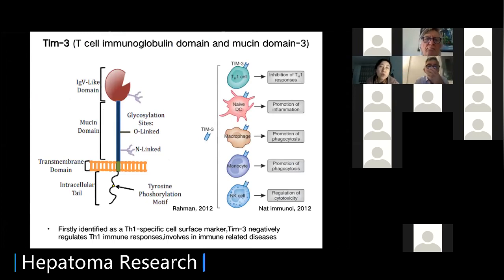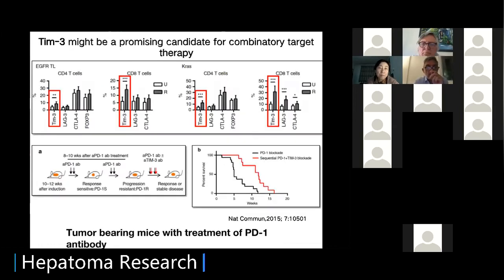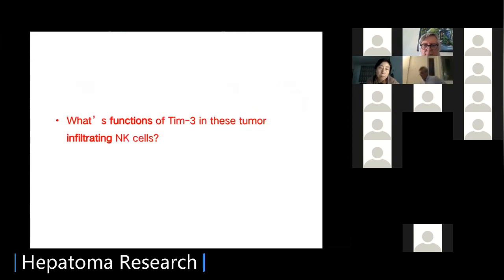So what is TIM3? TIM3 is a memory molecule, very much like PD-1, but unlike PD-1, TIM3 is not only expressed in T cells, but also in many different kinds of immune cells, including macrophages and NK cells. Also, somebody showed that TIM3 is highly expressed in mice that are resistant to PD-1 therapies, and when you combine TIM3 and PD-1 blockade, it can show much better effects.